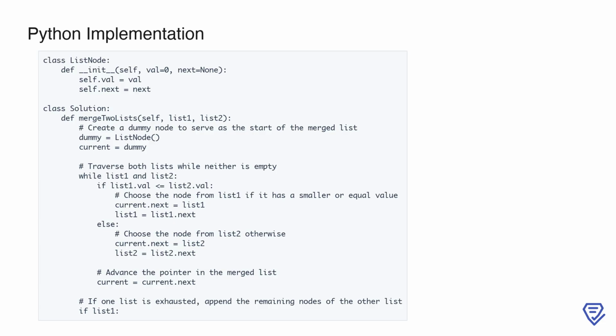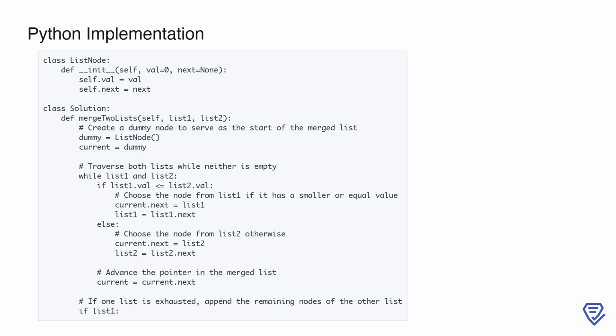Here, we start by defining a class called ListNode, which represents a node in a singly linked list. Each node has two attributes, val, which stores the value of the node, and next, which points to the next node in the list. Next, we define a Solution class that contains the method mergeTwoLists. This method takes two sorted linked lists, list 1 and list 2, and merges them into one sorted linked list. To begin, we create a dummy ListNode, which acts as a placeholder for the start of the merged list. We also create a variable called current that initially points to the dummy node. This current pointer will help us build the merged list step by step.